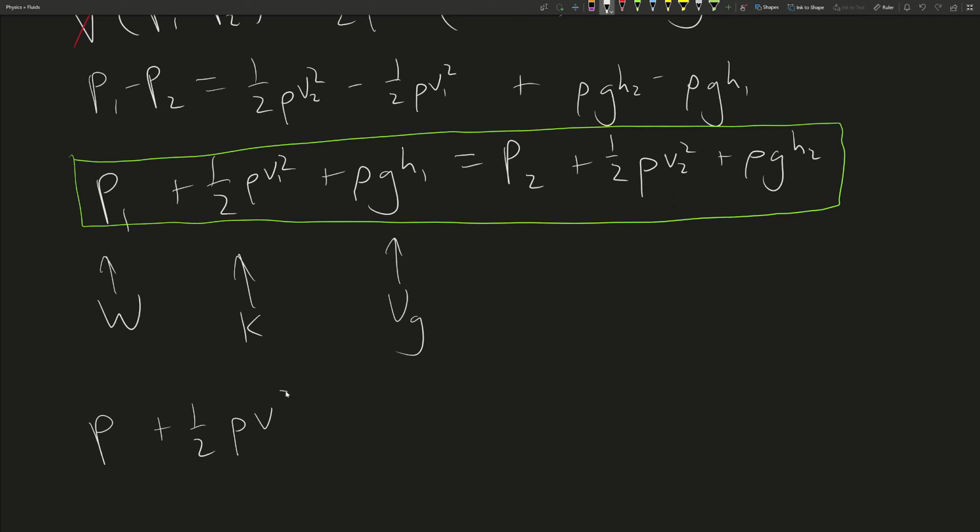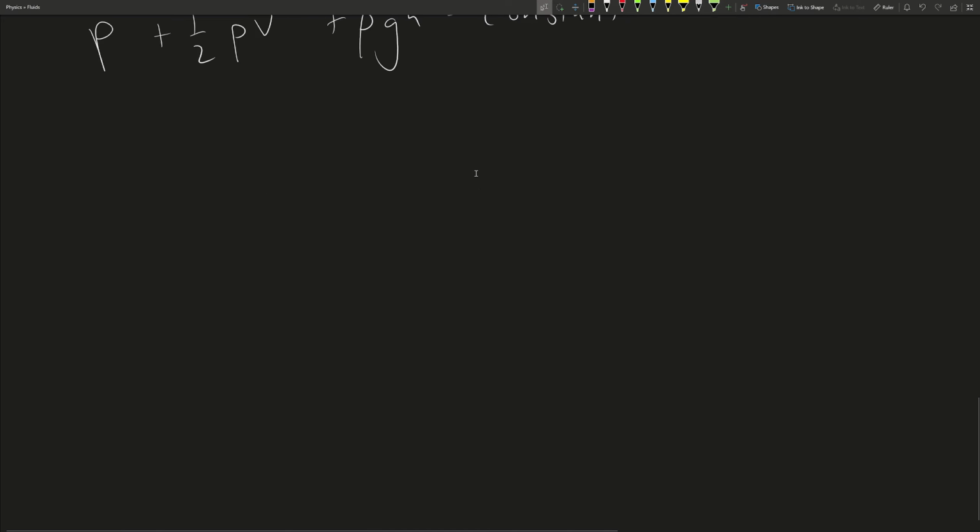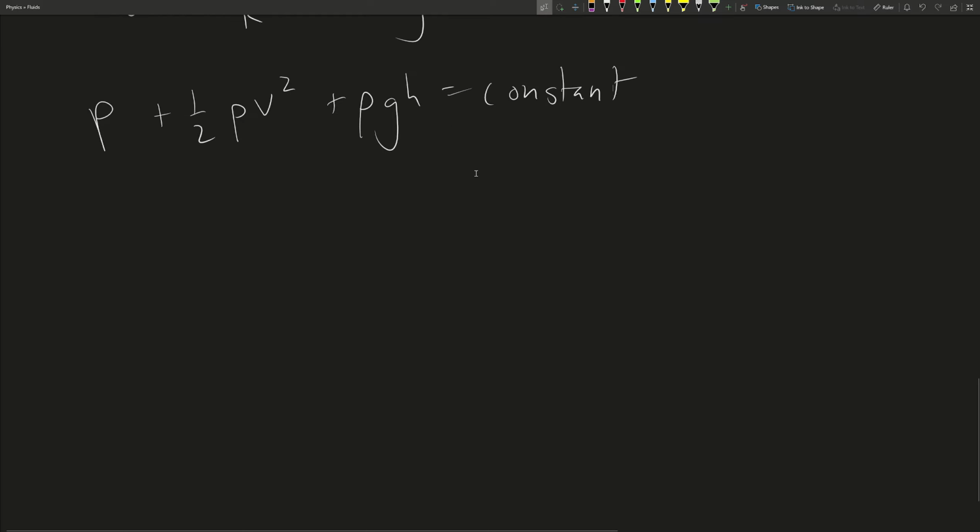So pressure plus 1/2 rho V squared plus rho GH equals a constant value, since V1 and H1 and V2 and H2 can be any 2 points arbitrarily picked in the liquid or in the fluid. So that means that this sum has to be constant for all places in the fluid. And again, that's conservation of energy.